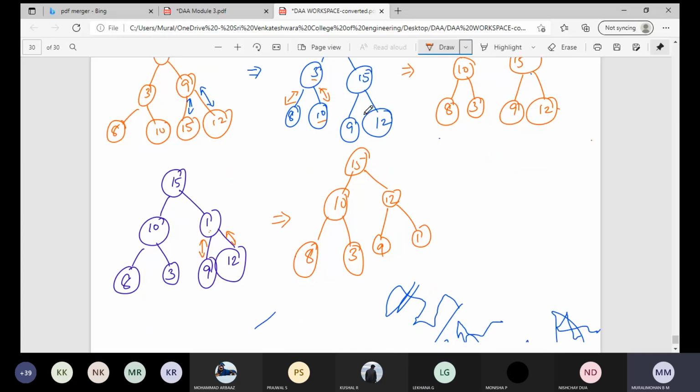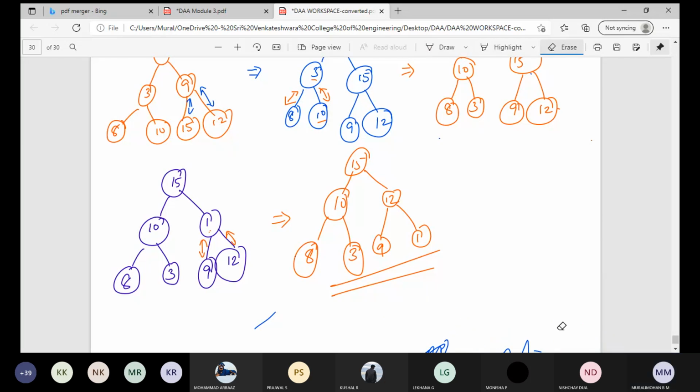Yes, sir. So this is the answer, right? Kindly check whether everyone got the same answer. Everyone got the same answer? Yes, sir. Okay, so this is how we construct the heap tree by using the bottom-up approach.